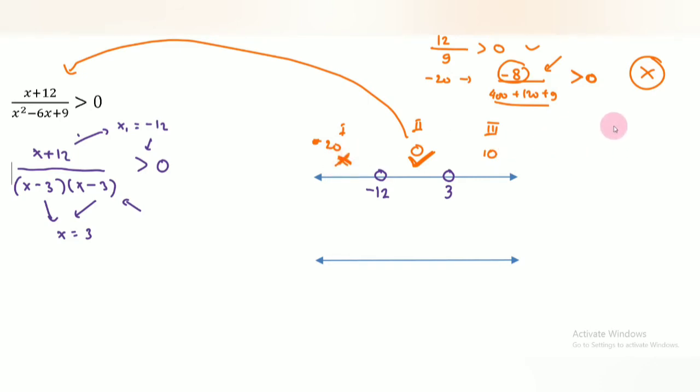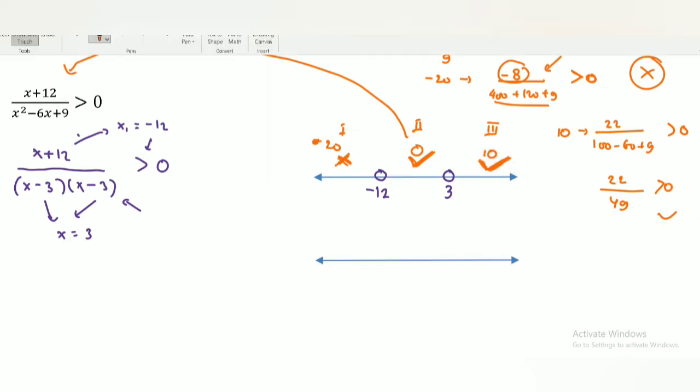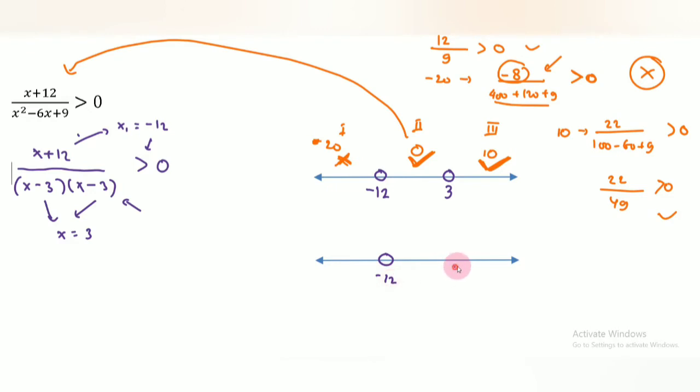How about the third one? If I'm using 10 in the inequality, it will be 22 over 100 minus 60 plus 9, greater than 0. So it is 22 over 49 greater than 0. Does it satisfy? Yes, it satisfies the inequality. So what's wrong here? Okay, so we have a different situation. So the answer is negative 12. This is 3.